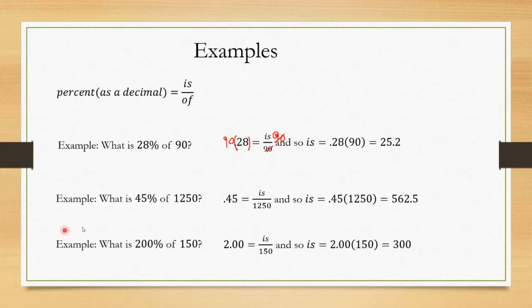And what is this really telling us? This is telling us that 28% of 90 is 25.2. So if you had, let's say, something in a store you were buying, it was $90, and they reduced the price by 28%, the price has decreased by 25.2. That's really what they're saying.